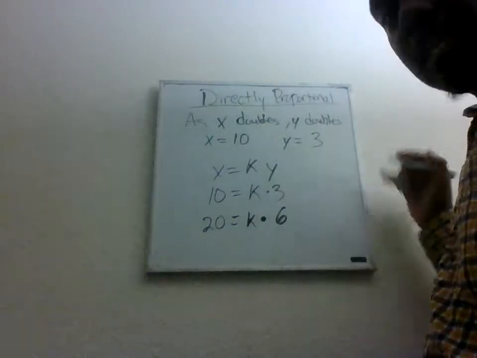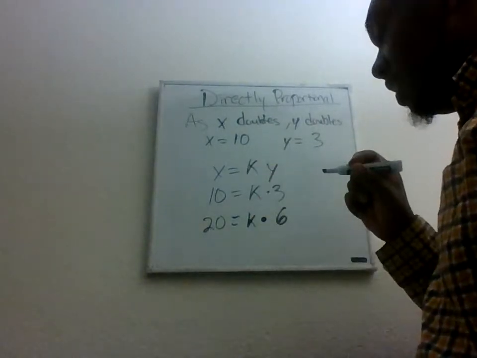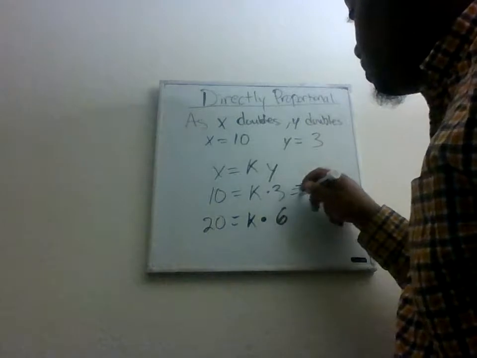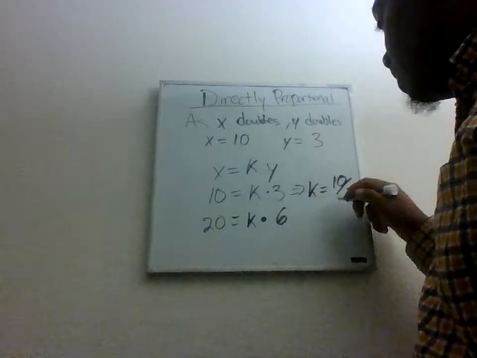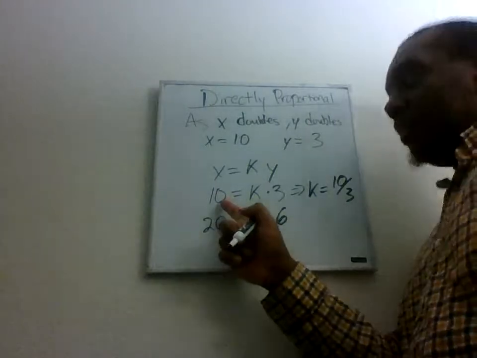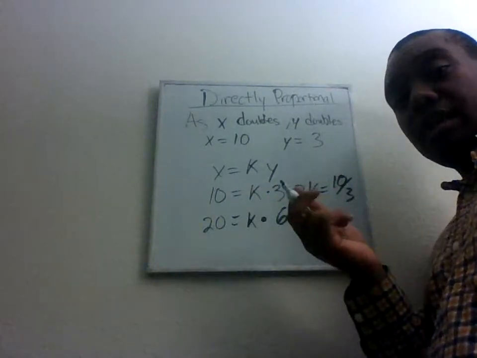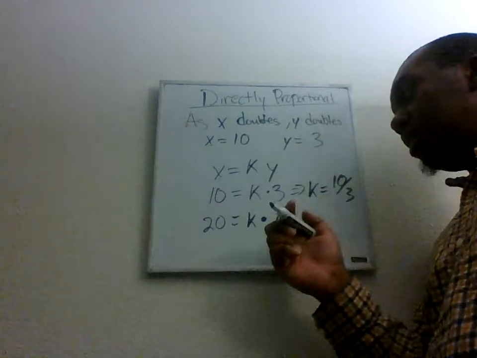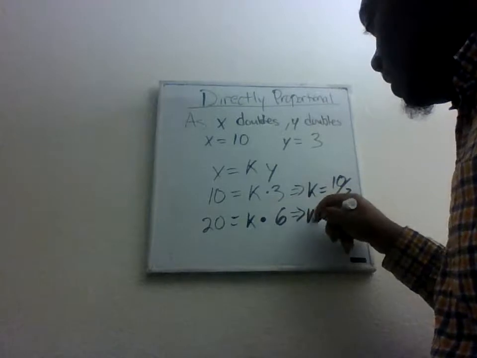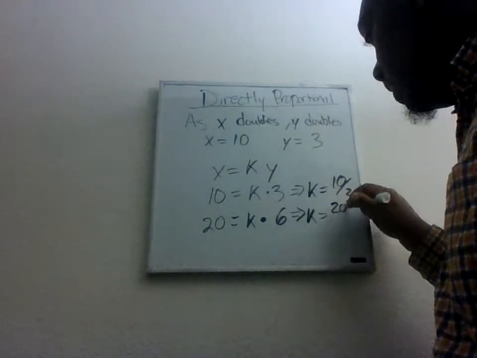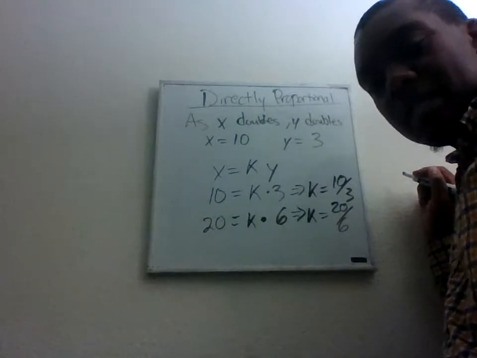Well, let's see if we get the same constant value here. So what number times 3 gives me 10? Well, this would imply that the constant would have to be 10 divided by 3. How do I get that? If some number times 3 has to equal 10, then it must be whatever 10 divided by 3 is. Okay. Here we get a different equation though. We get that this constant must be whatever 20 divided by 6 is. Those aren't the same. I must have made a mistake somewhere.